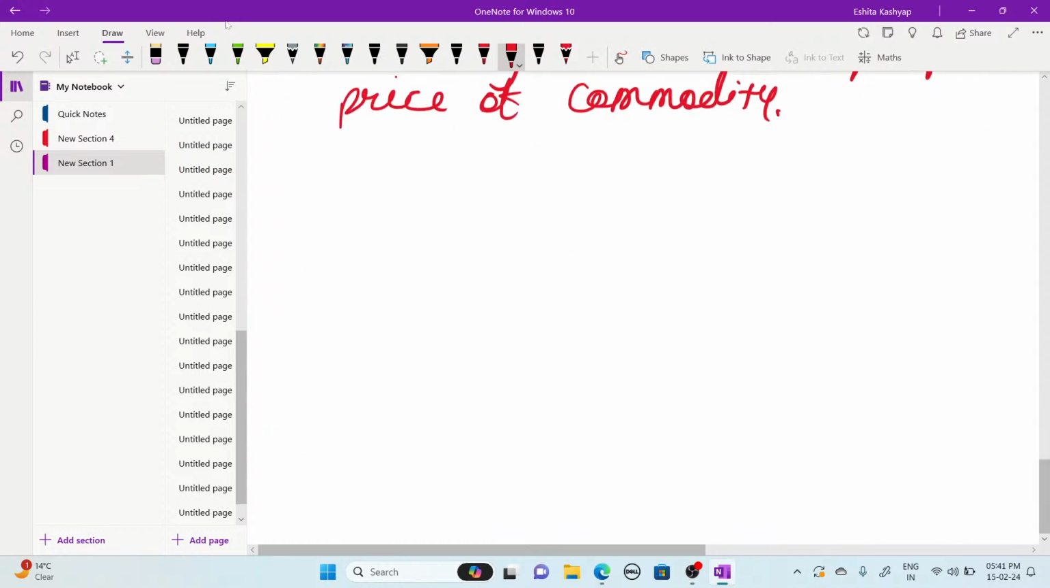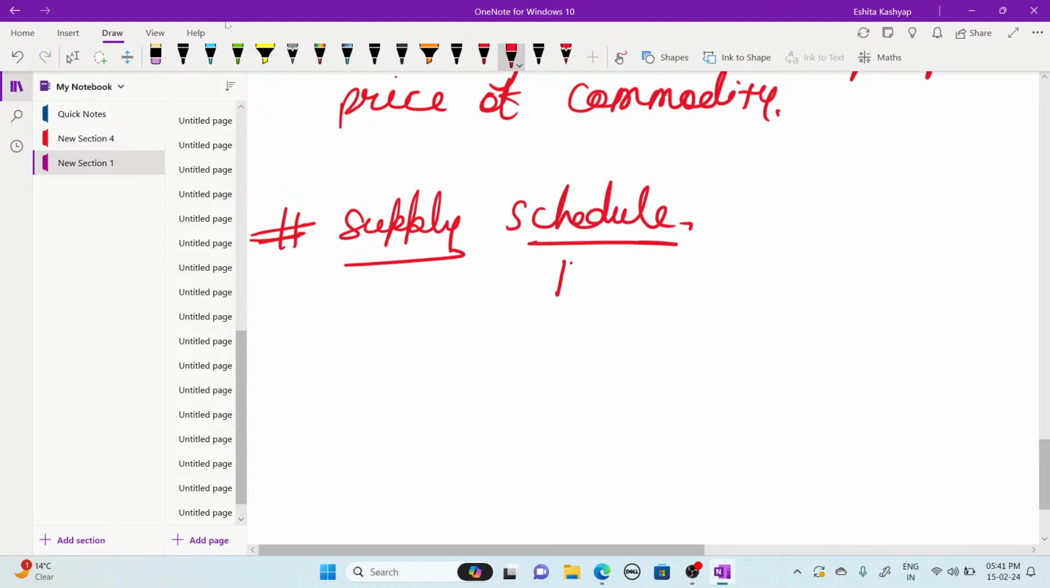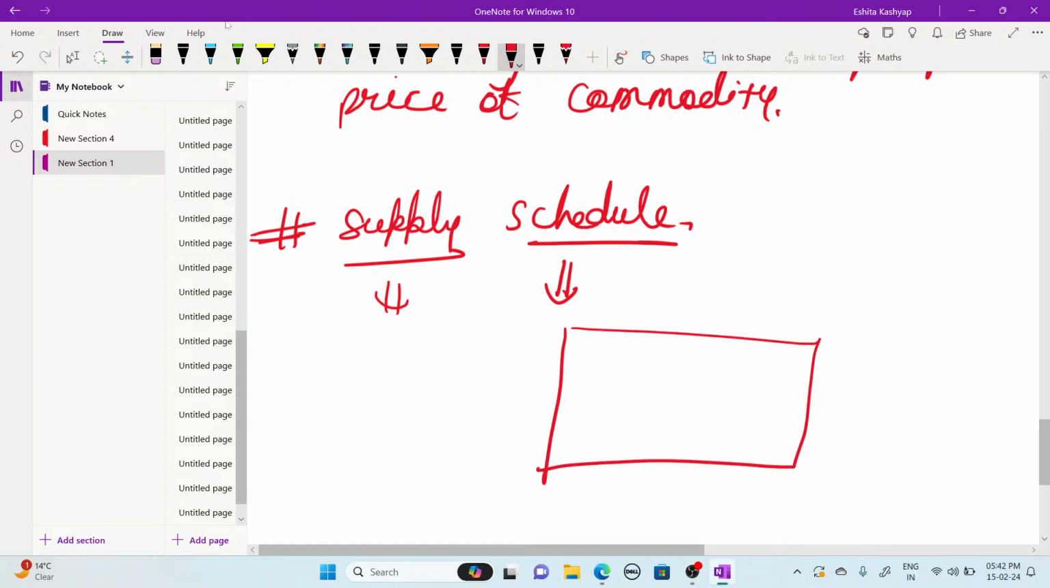Okay. Now, another term that came across is supply schedule. So what does schedule mean first? Whenever we see the relationship of price and quantity, as we all know that supply shows the relationship between price and quantity, in the form of a table, then we can say this is a schedule.